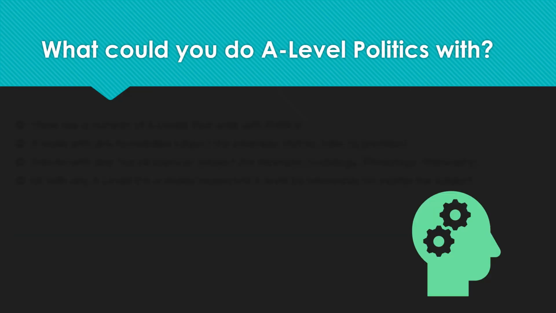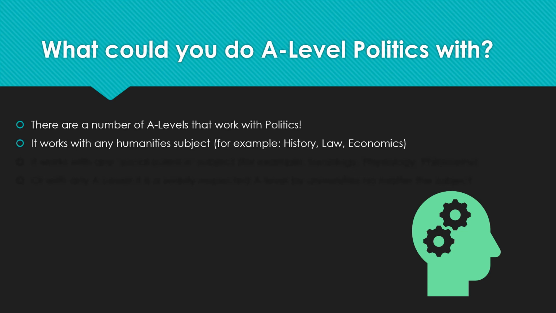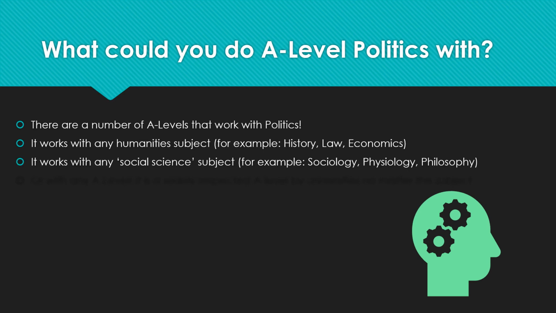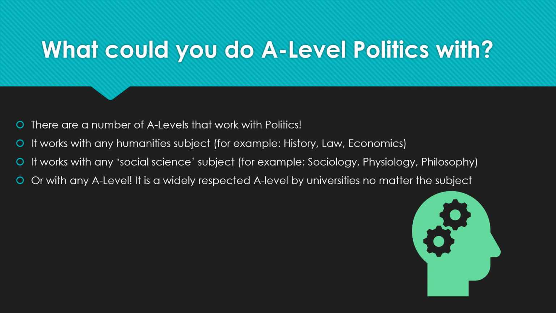So what could you do your A-level politics with in the rest of your A-level programmes? There are a number of options here that really work well with politics. There's the traditional route, which looks at history, law, economics, and those humanities subjects, because we share a lot of content with them, but also we share a lot of content with social science subjects, for example, sociology, psychology, and philosophy. But in its own right, it works very well with any A-levels. It's a highly respected A-level by universities, no matter what the subject matter is.